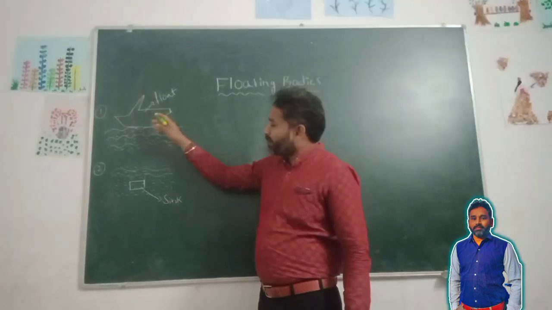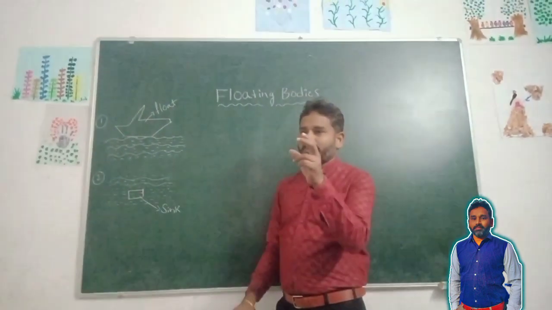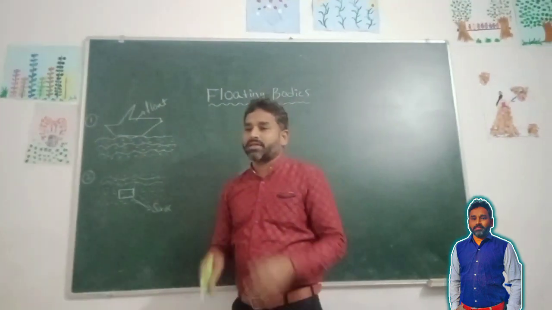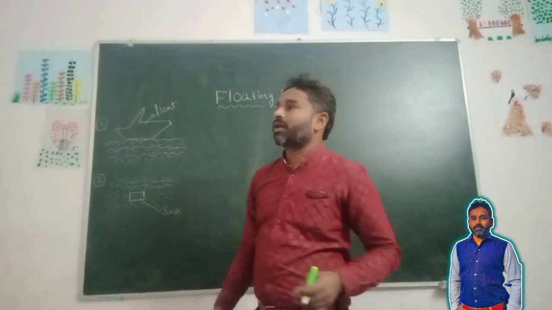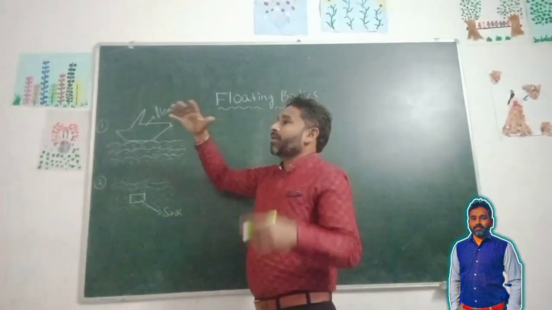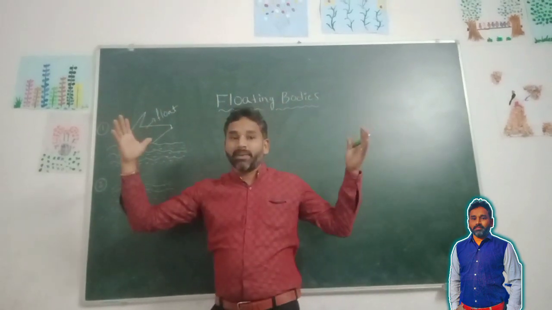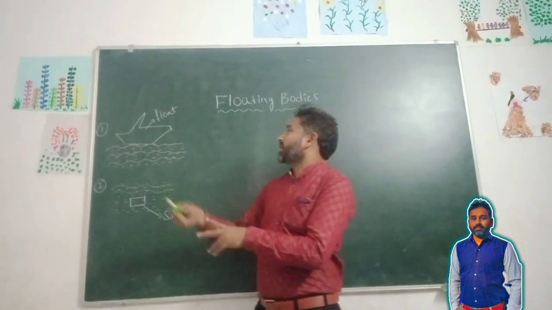But compare the size of the objects. In case 2, very small objects sink in the water. For example, if you take one small stone and throw it into the water, the stone sinks directly. But the size of a ship is very big, and when the ship travels from one place to another, it floats.